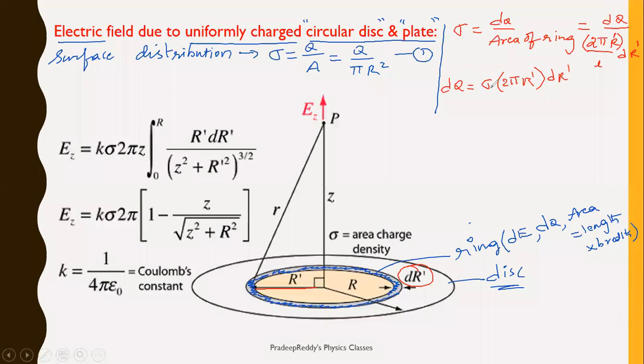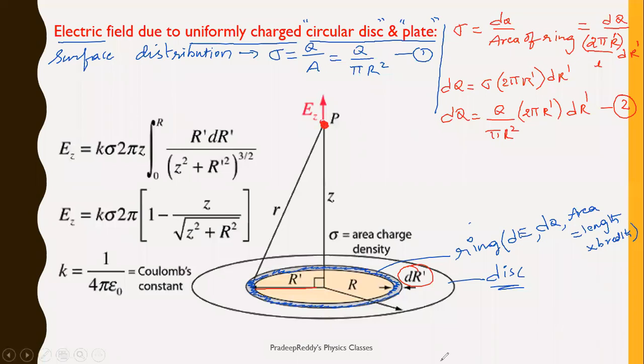What is sigma? You can substitute that sigma from this equation. dq is equal to capital Q divided by pi r square into 2 pi r dash into dr dash. Let me take this as equation number 2. Now, because of this very small ring, I need to find out the field at this position.